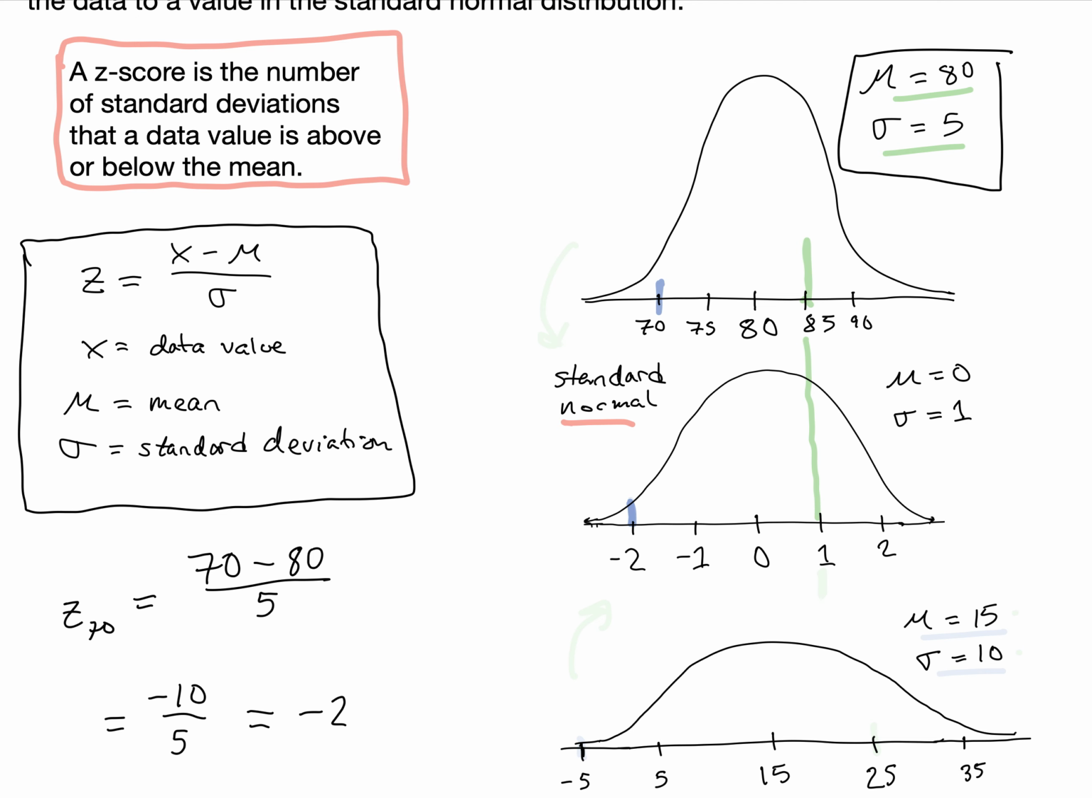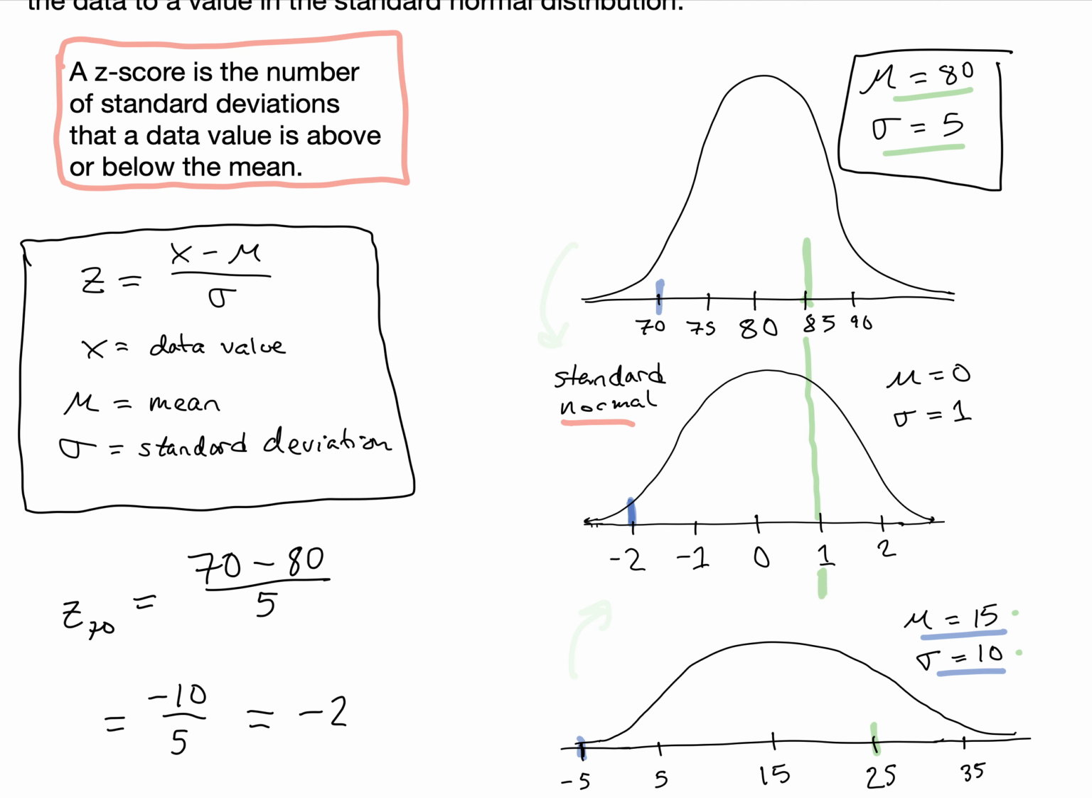Similarly, if we have this other distribution that's a little bit more spread out, here we've got a mean of 15 and a standard deviation of 10. So -5 is 2 times 10 below the mean. 15 minus 20 is -5, and that again would correspond to a z-score of -2, whereas say 25 is 1 standard deviation above the mean, 15 plus 10, and that would correspond to a z-score of 1.